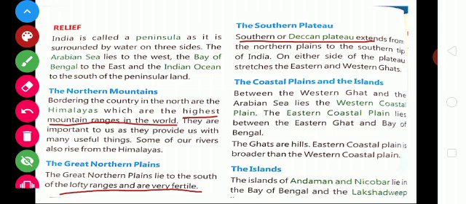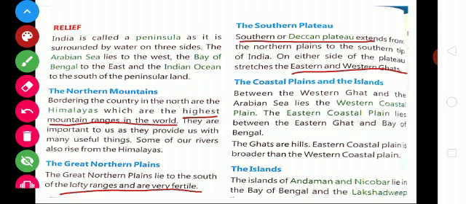On either side of the plateau stretch the Western and Eastern Ghats. The coastal plains and the islands. Between the Western Ghats and the Arabian Sea lies the Western Coastal Plain.